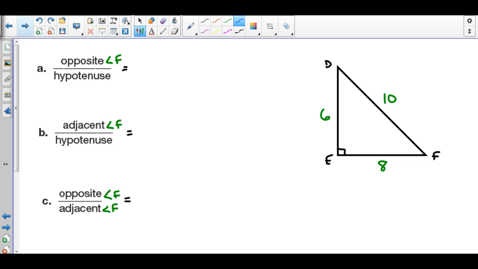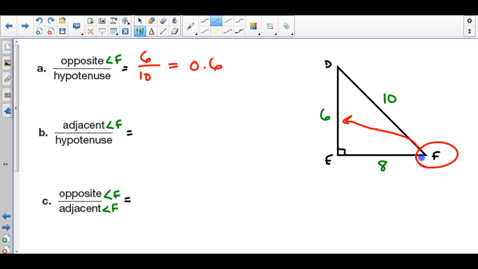So here's our 6, 8, 10 triangle. So let's focus on angle F as our reference angle. And across from F, we're going to look at the opposite to the hypotenuse. Opposite would be the one across from it, so opposite is 6. Your hypotenuse in this case would be 10 because it's across from the 90-degree angle. So in your calculator, if you do 6 divided by 10, you're going to get 0.6.